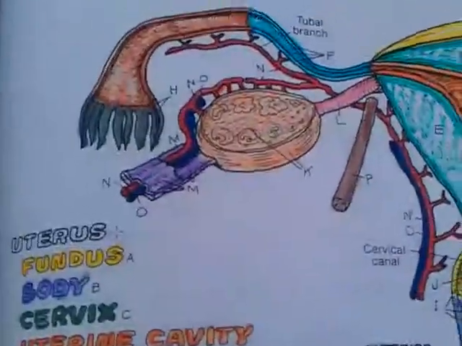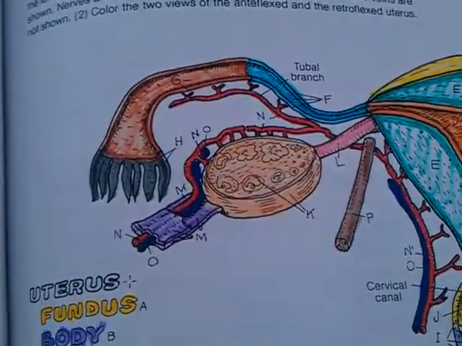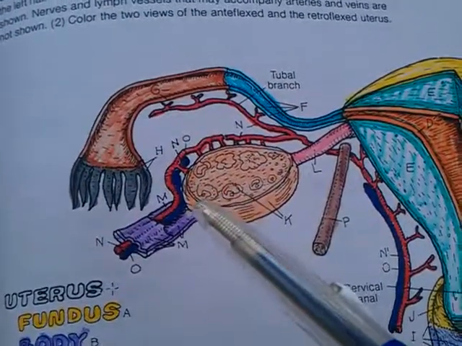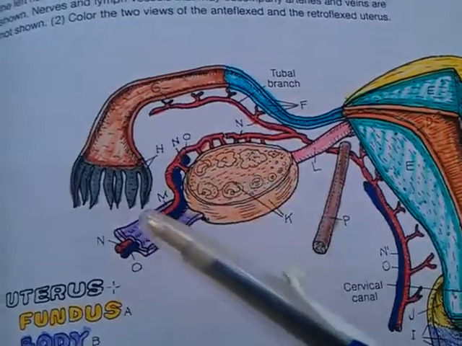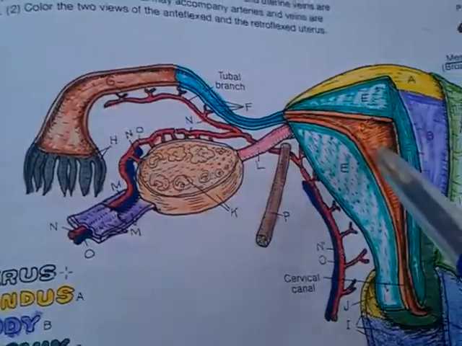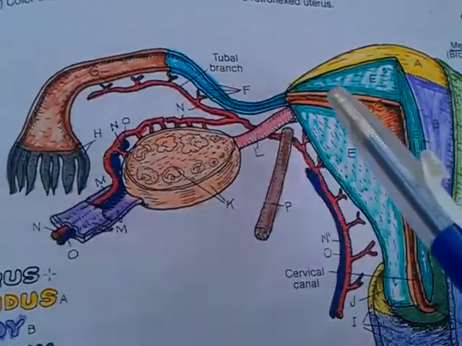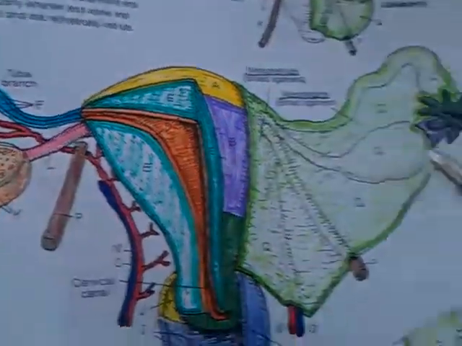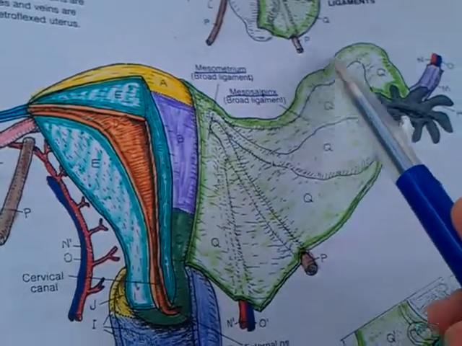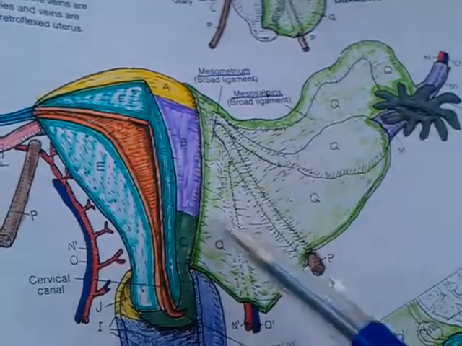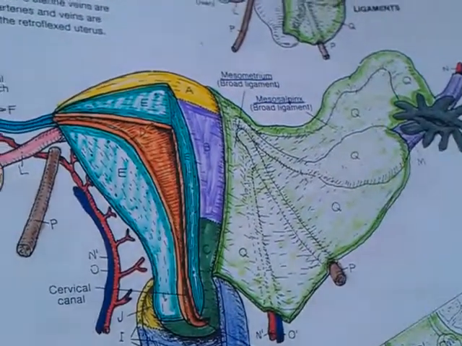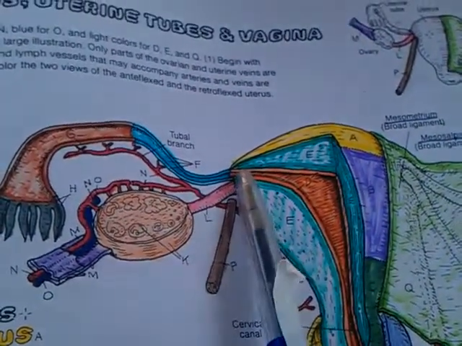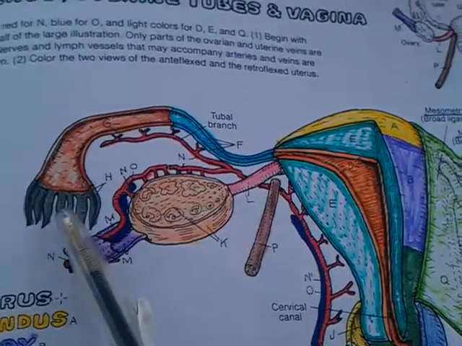Now for the uterine tube. The function of the uterine tube is to transmit an ovum from the ovary to the uterus, and the fertilization also occurs in the tube. It is located in the free border of the broad ligament of uterus. This is the broad ligament in green. You have uterine opening and you have abdominal opening.